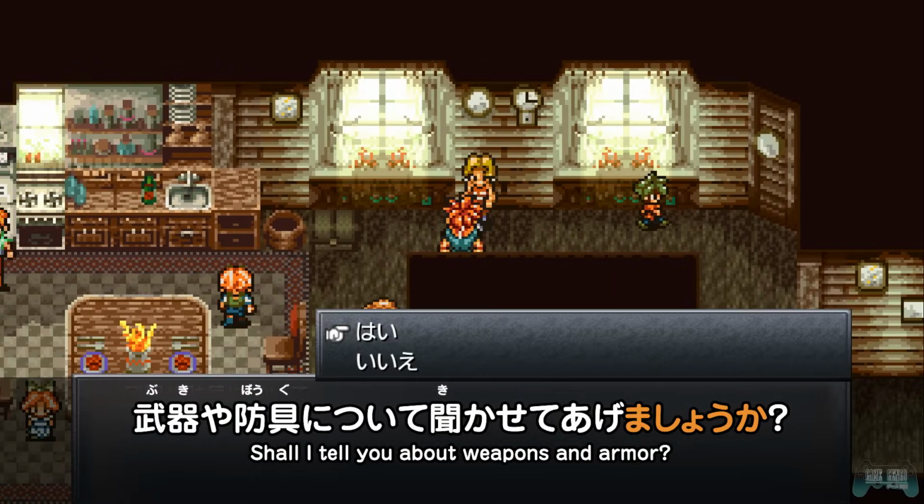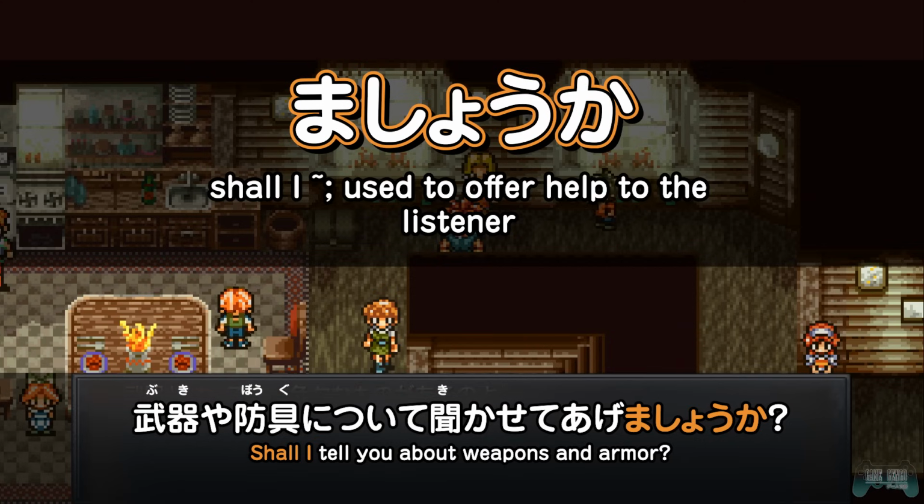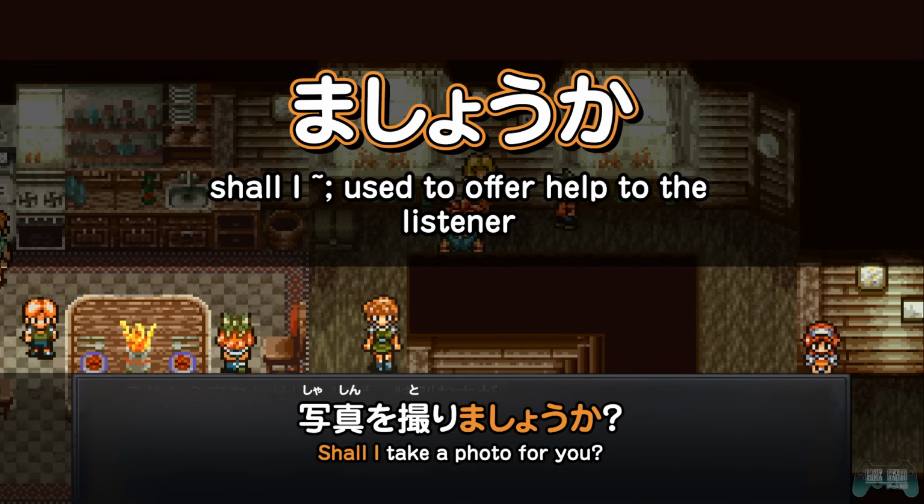武器や道具について聞かせてあげましょうか? Mashō ka. And so now this next evolution of mashō is one step further. We're adding ka to the end. And this becomes a polite way to offer help to the listener. Like asking, shall I do something? Shall I take a photo for you?